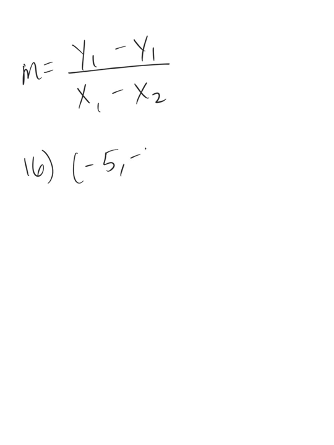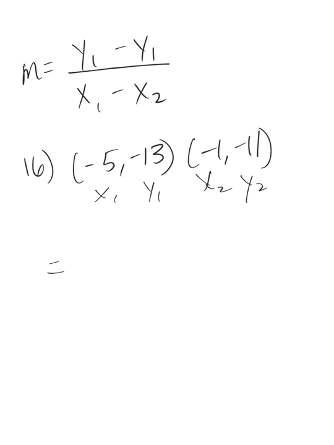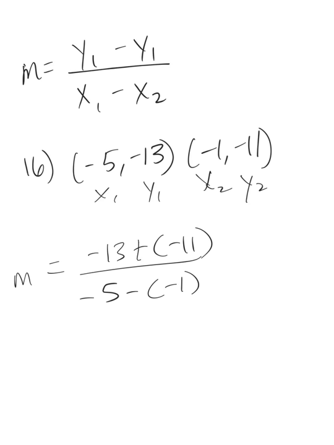So you have -5 and -13, -1 and -11. What's the first thing that you should probably do? Put it in the formula. Okay, you might want to label it if you need to do that. Some of you probably don't need to. You put y1 minus y2. Careful of your negative signs. It does change to plus 11. So you should get -2 over -4. Reduce it. 1/2.